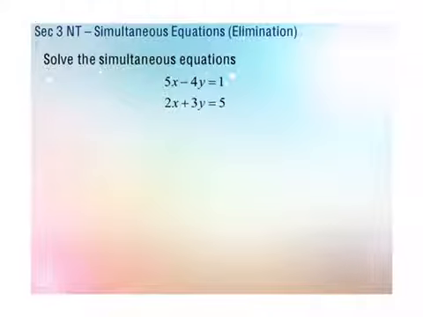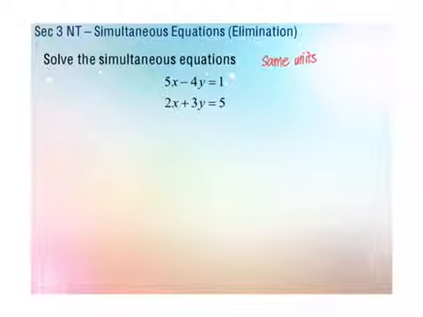3NT solving simultaneous equation by elimination. Now solve the following simultaneous equation. In this case, we will want to get rid of either x or y. So when we do that, we'll need to make sure that both of the equations have the same units. So which one would you like to get rid of?